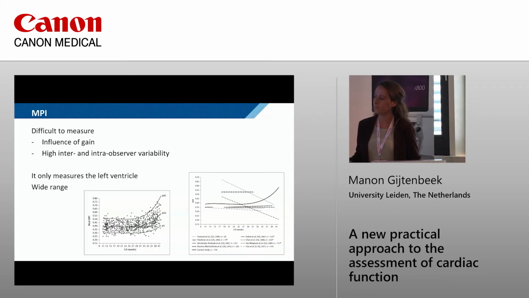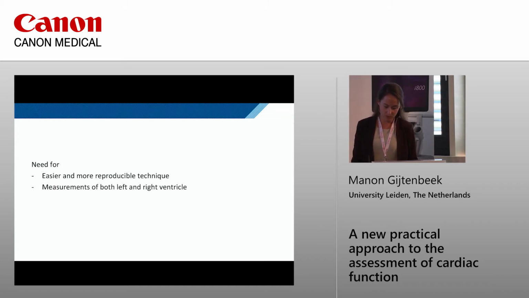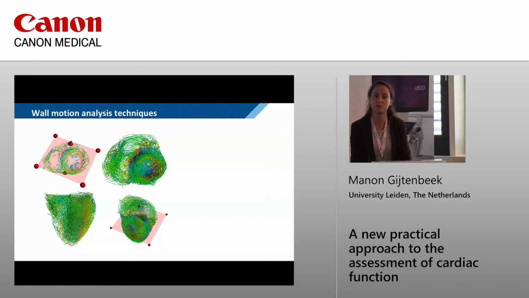particular parameter. And what I think is very important, you can also only measure the left ventricle using the conventional MPI. And I think that it's also important to assess the right ventricle, since it's predominant in prenatal or fetal life. So I think there's the need for a more easy and more reproducible way to assess fetal cardiac function, and it should be possible to obtain images of both the left and the right ventricle of the heart. This becomes possible with the use of wall motion analysis techniques. For example, you can use tissue Doppler and speckle tracking analysis.